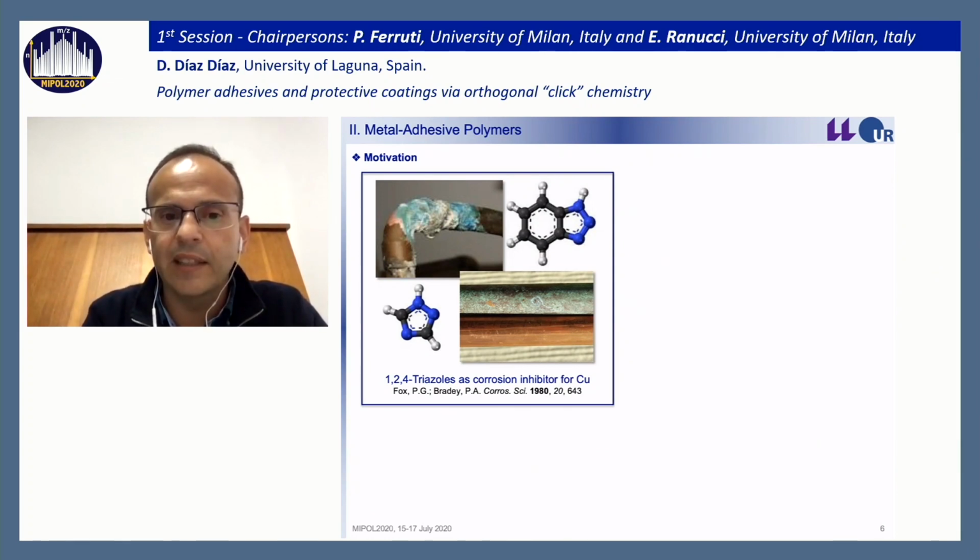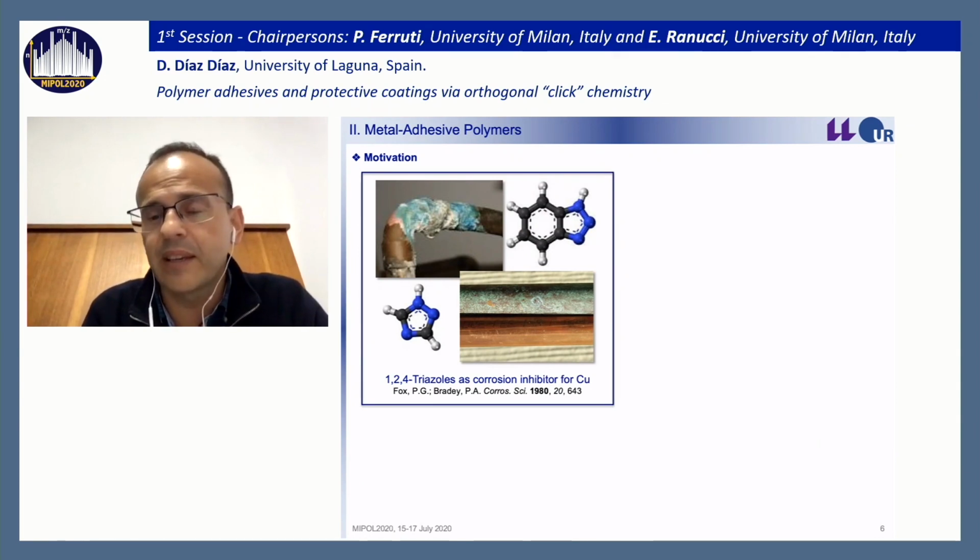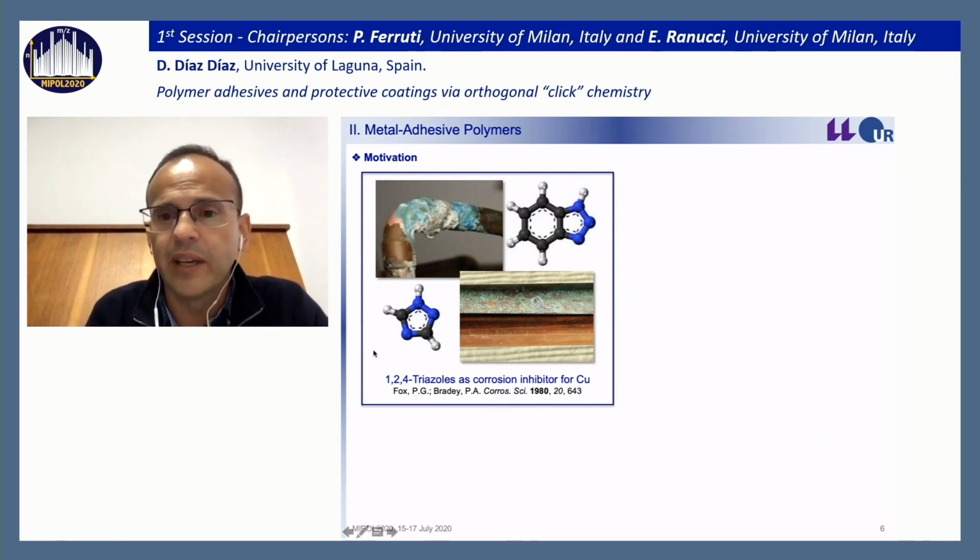You will see that, from a long time ago, the 1,2,4 triazoles, not the 1,2,3, but the 1,2,4 triazole, have been used as a corrosion inhibitor for copper surfaces. This is well known, and we understood that 1,2,3 triazoles should probably provide the same or very similar affinity for metal surfaces, right? There is not much difference in terms of the interaction. That was the first thing we considered.